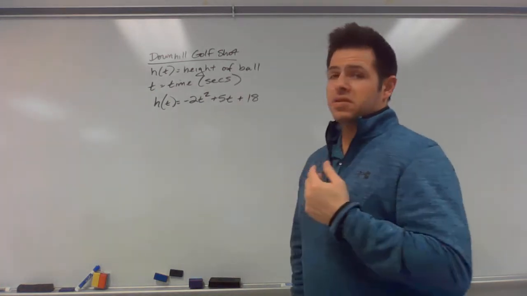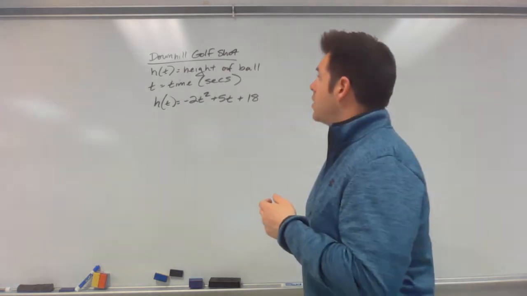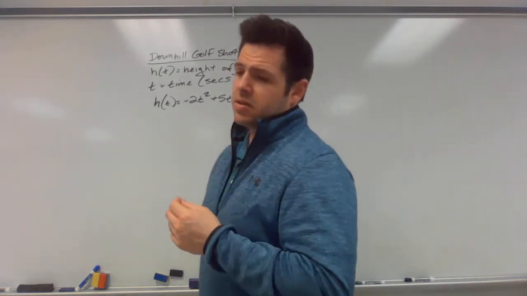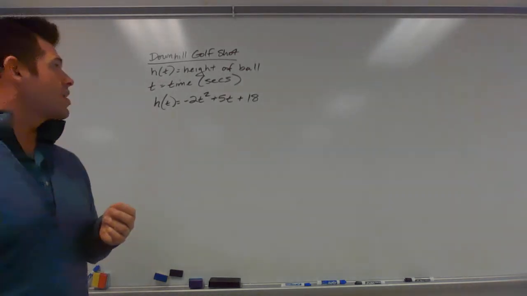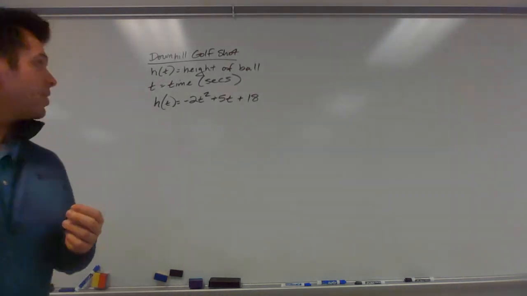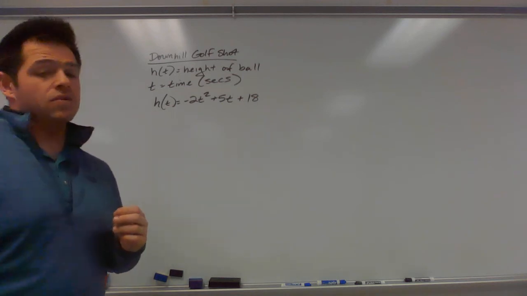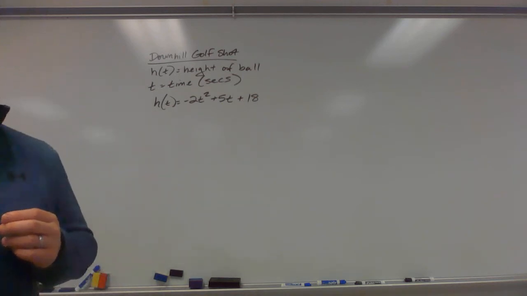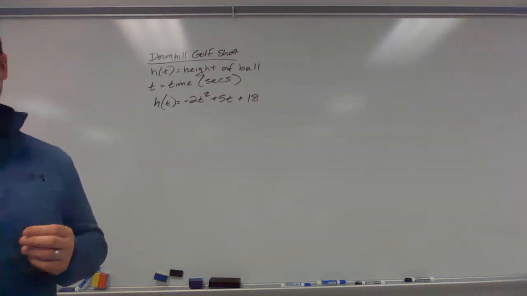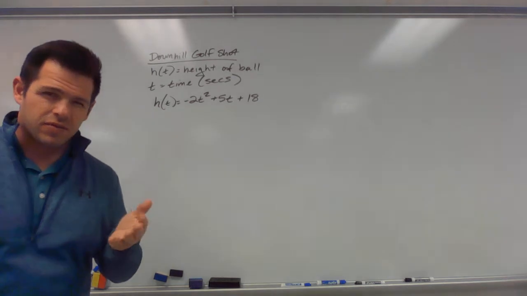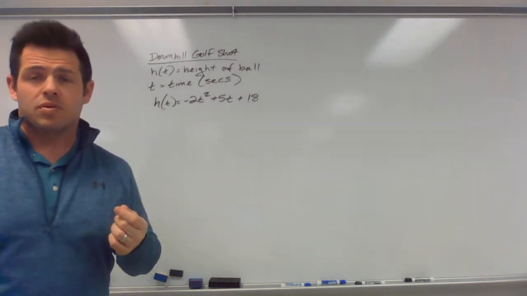We do know there is a downhill golf shot, so there is a hill involved. We know h of t is the height of the ball, and that's going to be in feet. T is standing for time here in seconds. And the function that was provided to you is h of t is equal to negative 2t squared plus 5t plus 18. So we do have a negative here, which we kind of sort of assume because it's a parabola that's going downwards. We're shooting the ball down.